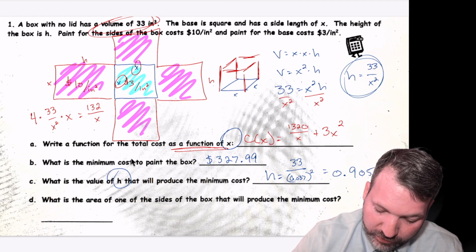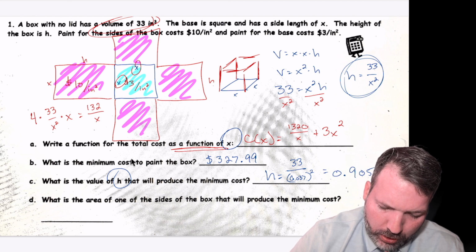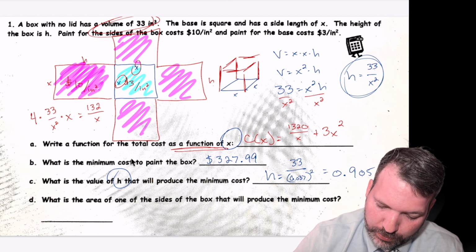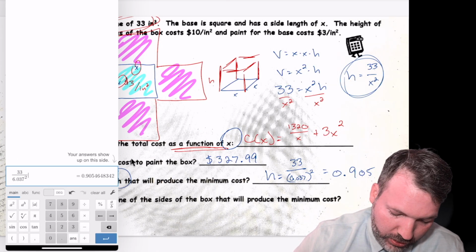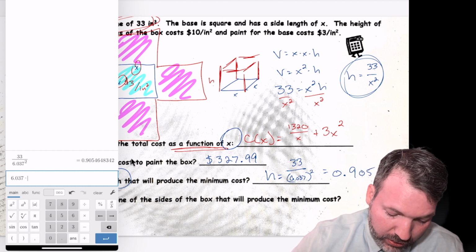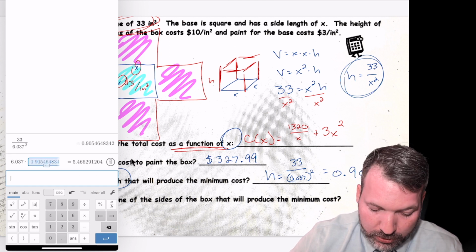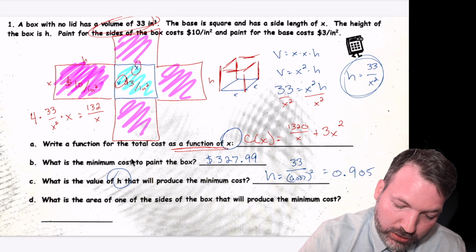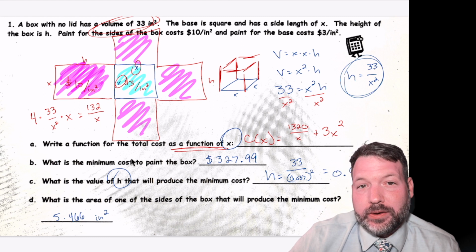What is the area of one of the sides of the box that will produce the minimum cost? I presume that means the purple areas, the sides of the box. And again, that's going to be x by h. So that's just going to be that same 6.037 from our graphing calculator minimum times the height, which we just found was the 0.9054 and so on. And so it looks like that is 5.466. So that would be in square inches. 5.466 square inches. So that's how I would walk through number 1.